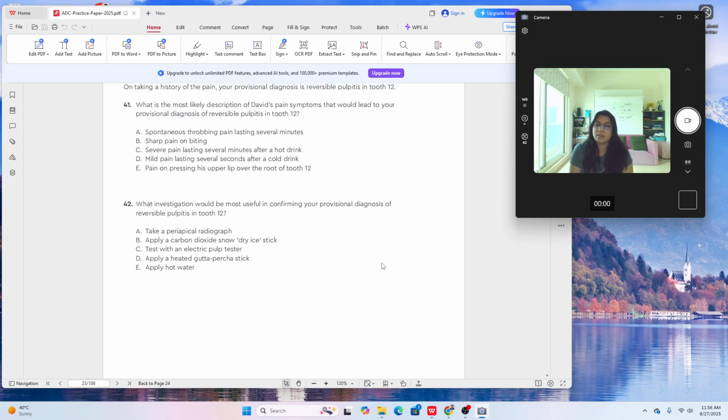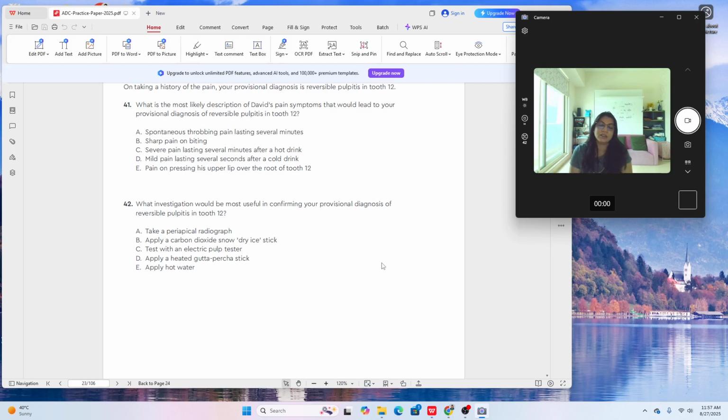Now, what investigation would be most useful in confirming your provisional diagnosis of reversible pulpitis in tooth 1, 2? Now, you already know that it's a reversible pulpitis, but you just want to confirm it. So you will try to elicit the same symptom that he's having when he has a cold drink. Basically, he has mild pain when he has a cold drink.